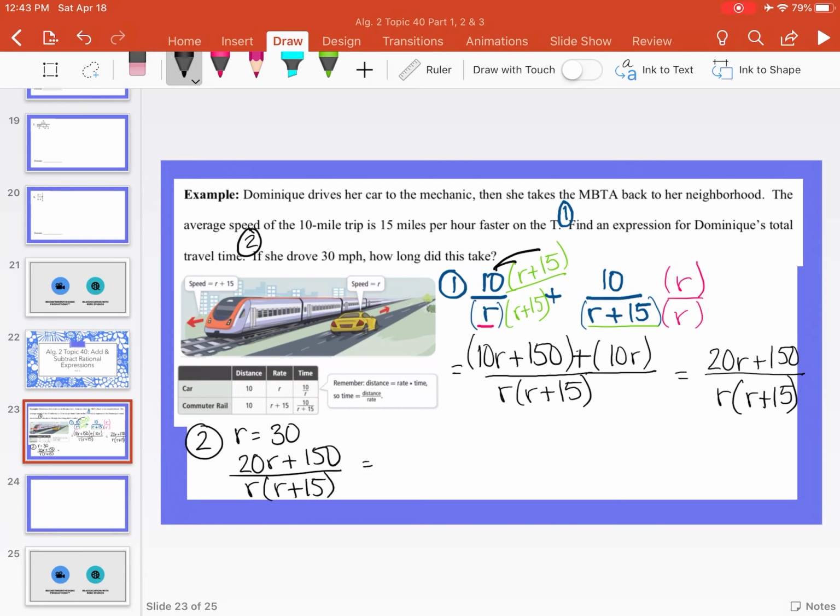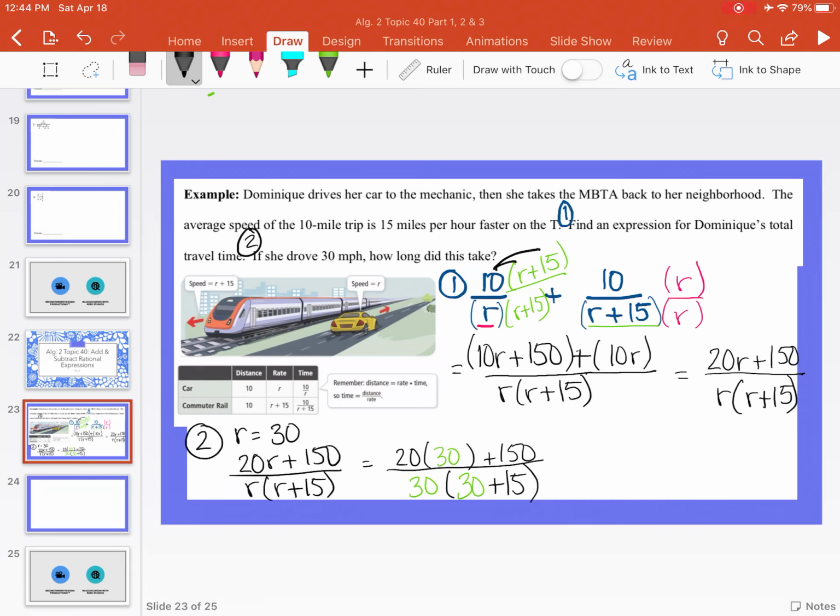So if we plug 30 in for r, we will end up getting 20 times 30 plus 150 divided by 30 times 30 plus 15. So now we can simplify.